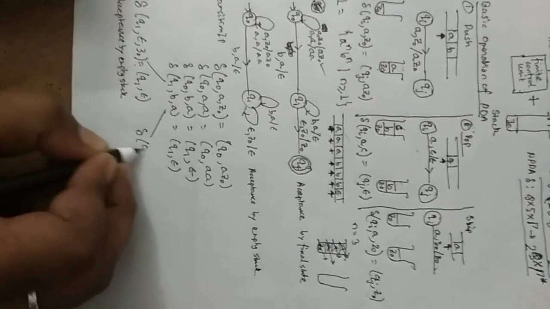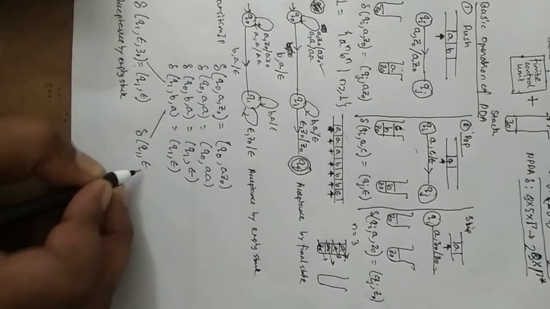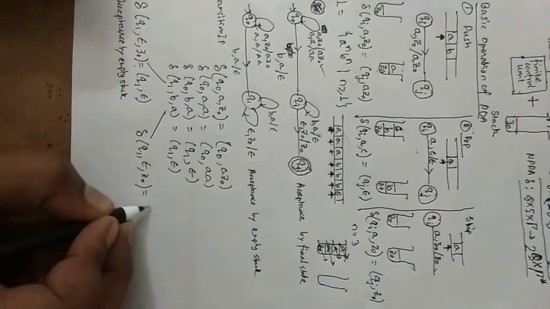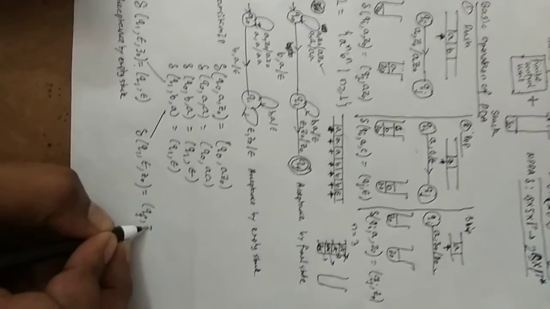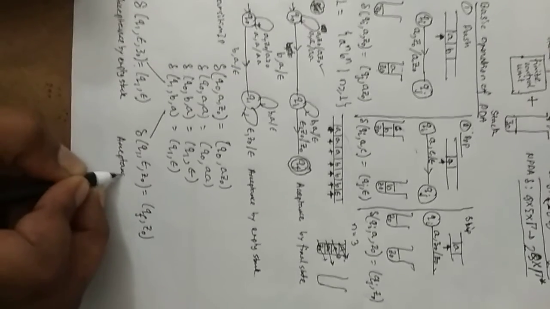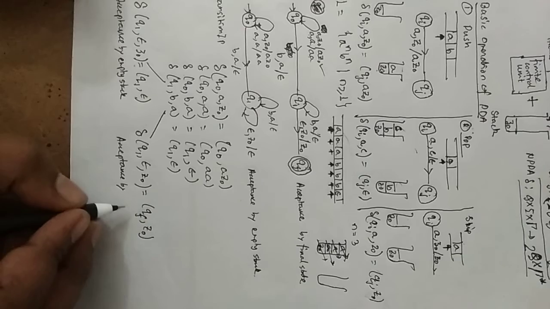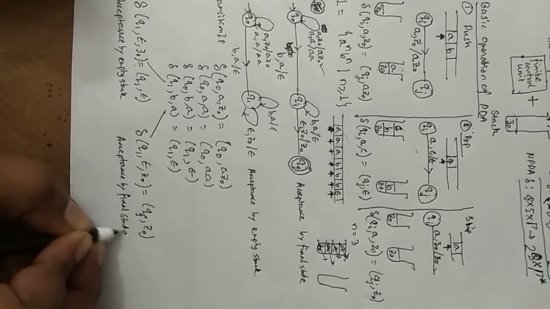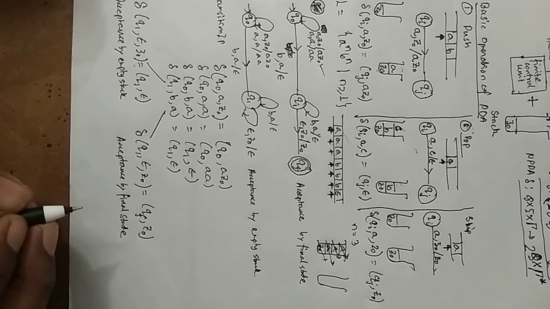And now acceptance by final state. So Q1, this Z0, and you are in the final state, and the top of the stack is this. Acceptance by final state. Okay, thank you.